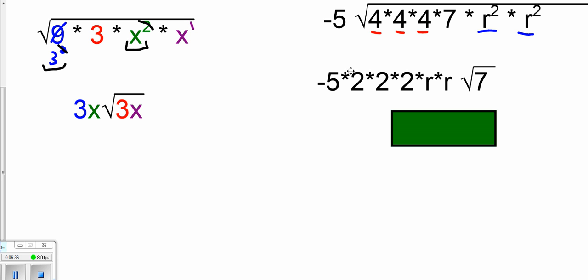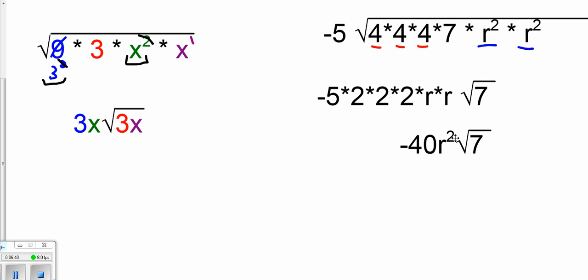Now negative 5 times 2 times 2 times 2 is going to become negative 40. R times r is r squared. So on the outside we have negative 40 r squared, and it's being multiplied by the square root of 7. So this would be your simplified form.